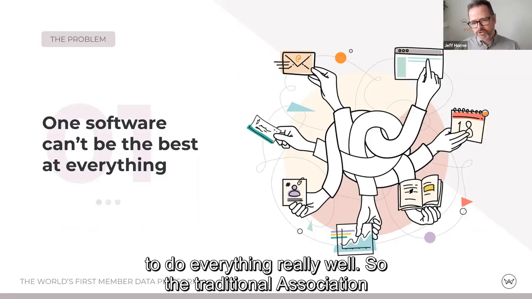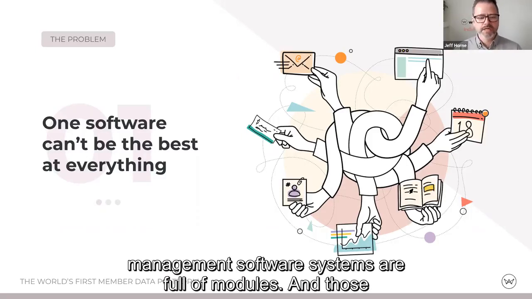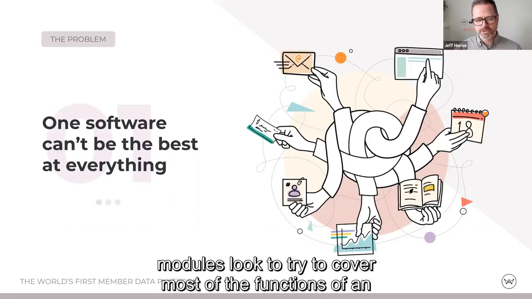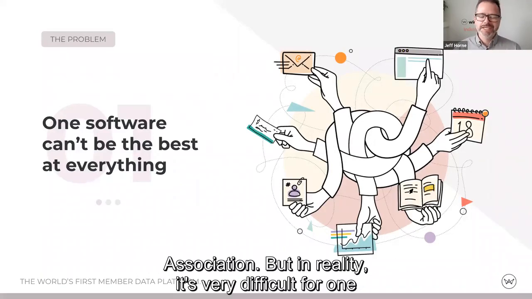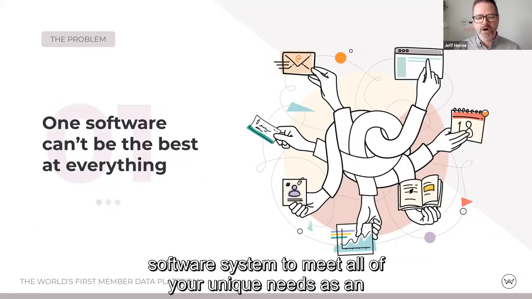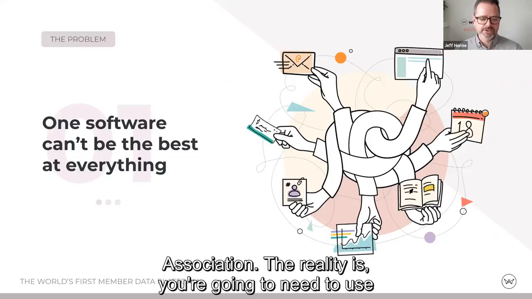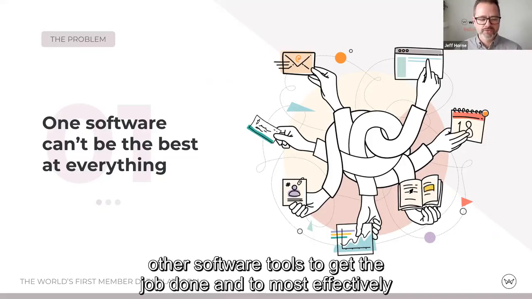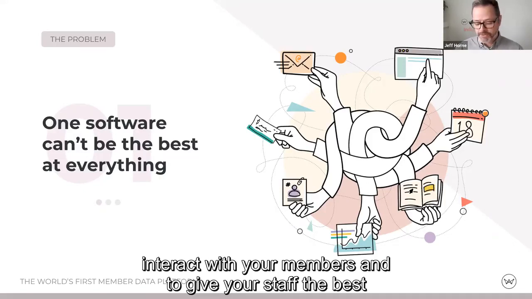So the traditional association management software systems are full of modules, and those modules look to try to cover most of the functions of an association. But in reality, it's very difficult for one software system to meet all of your unique needs as an association. The reality is you're going to need to use other software tools to get the job done and to most effectively interact with your members and to give your staff the best tools.